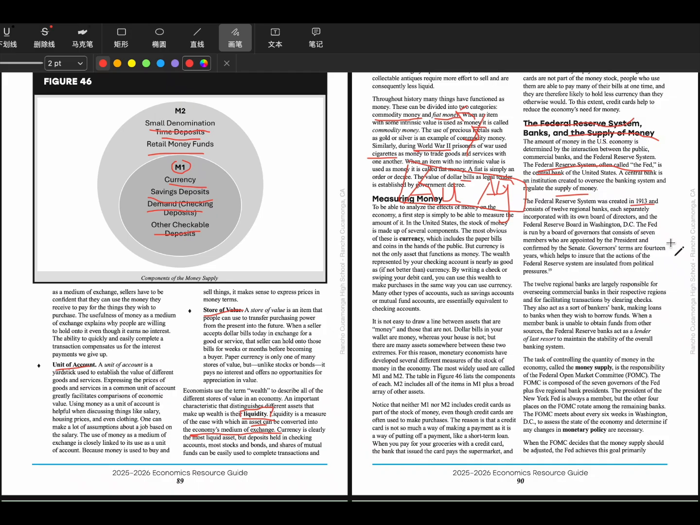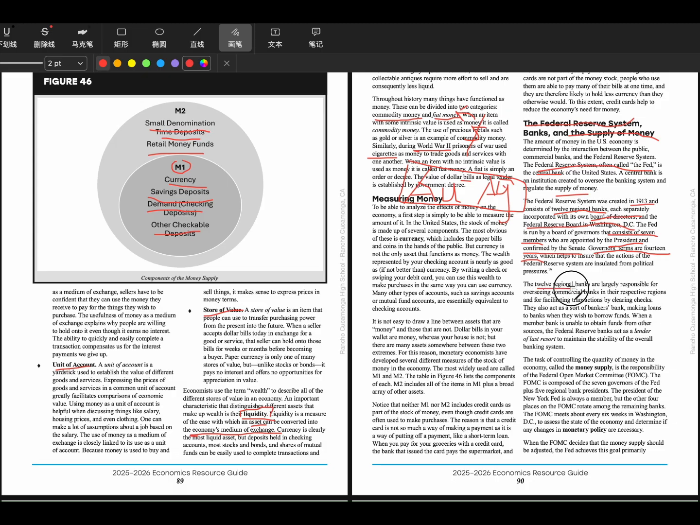It was created in 1913. It has 12 regional banks, each of them with their own board of directors. The Federal Reserve Board is located in Washington, D.C., not anywhere else, in our nation's capital. It consists of 7 members appointed by the president and confirmed by the Senate, very much like cabinet members. The governors' terms are 14 years, but sometimes the president can fire them at will, of course.